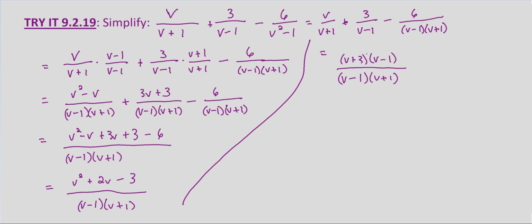We can verify that. V squared minus v plus 3v is plus 2v, and then 3 times negative 1 is negative 3. So you'll notice the v minus 1's cancel, and we're left with v plus 3 over v plus 1. And as usual, I always like to note v can't equal negative 1, and v can't equal 1. And that's based on our original least common denominator.